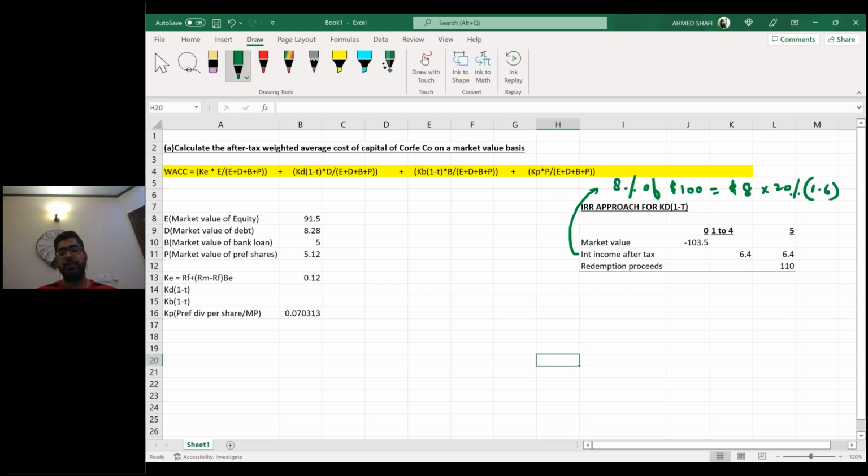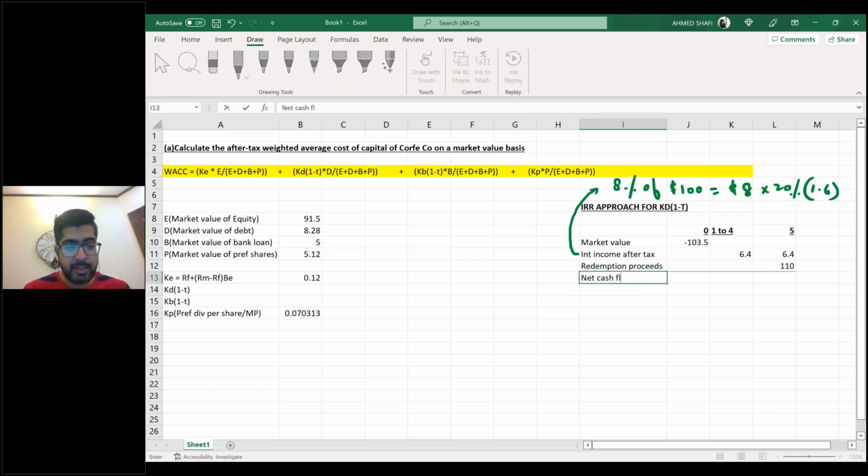These are the cash flows which a bond usually carries. Market value, investor purchases, outflow from his pocket. He gets interest income after tax and then redemption proceeds. Once you get them, net them all. Net cash flows: negative 103.5, positive 6.4, and positive 116.4.